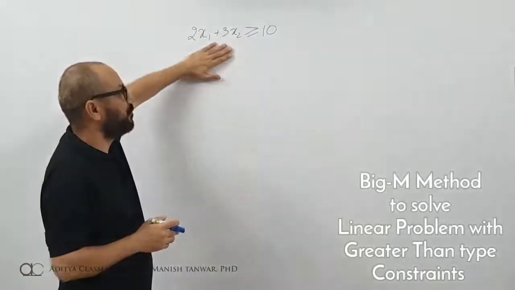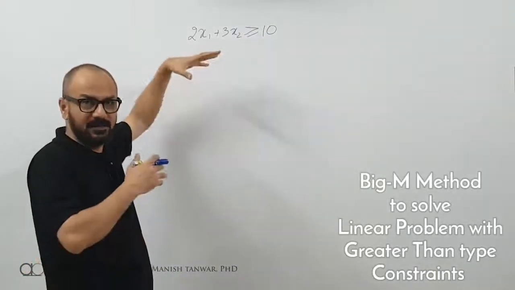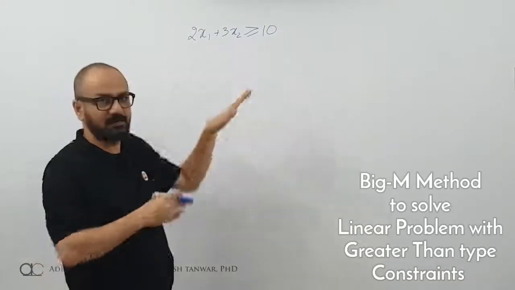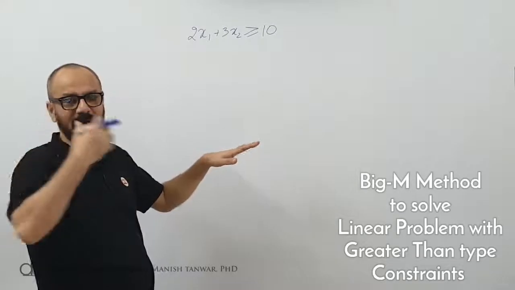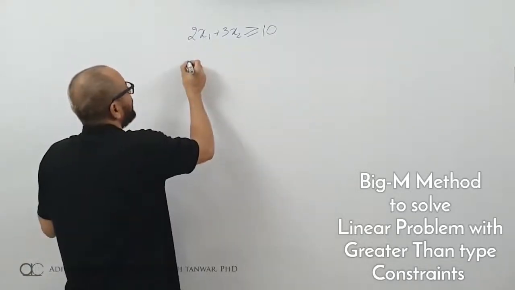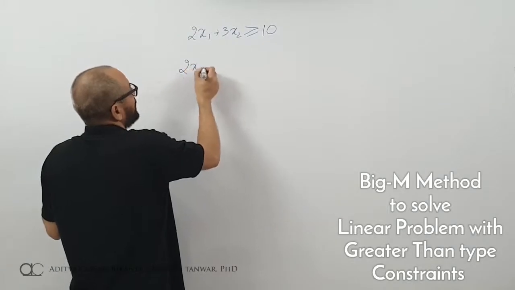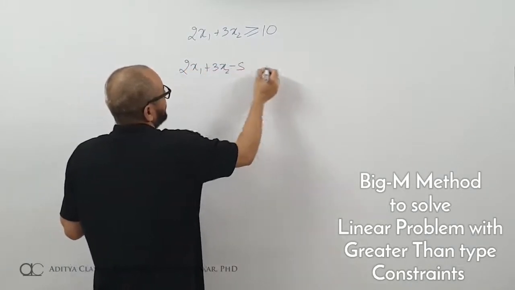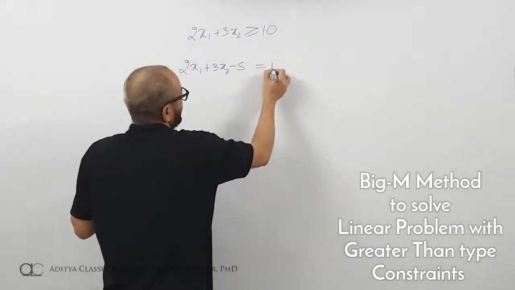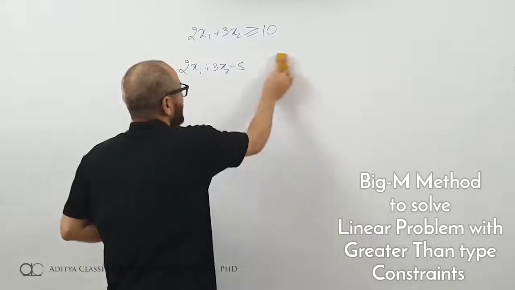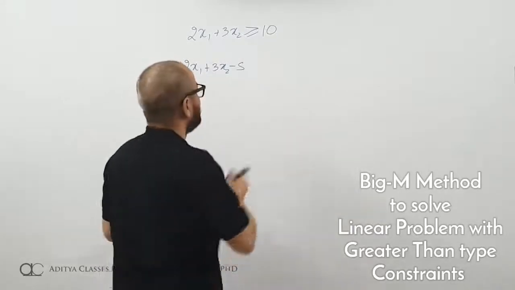If this side is having more weight, how do I make it equal to 10? I remove some weight, I remove something because this is more. How do I remove it? We get 2x1 plus 3x2, remove something to make it equal to 10. So this is how we make it equal to 10.